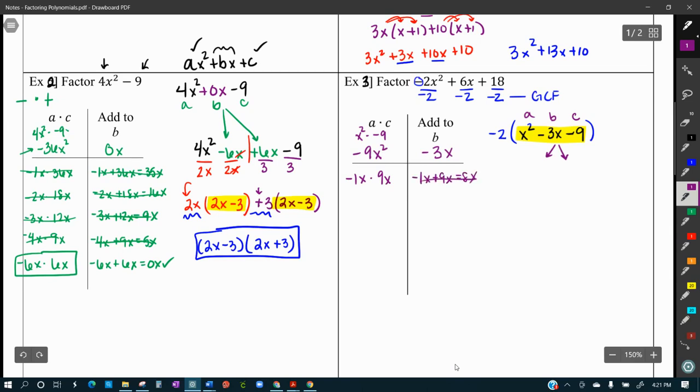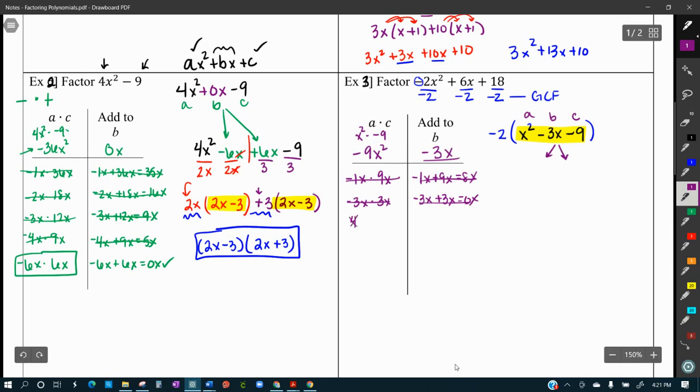That is not the number that I need. I need it to be negative 3. So 2 does not divide into 9, but negative 3 does. So negative 3x times 3x. And if I add these together, I end up with 0x. Now, we've kind of ran out of factors. 1 and 9 and 3 and 3 are really the only two things that multiply to be 9.